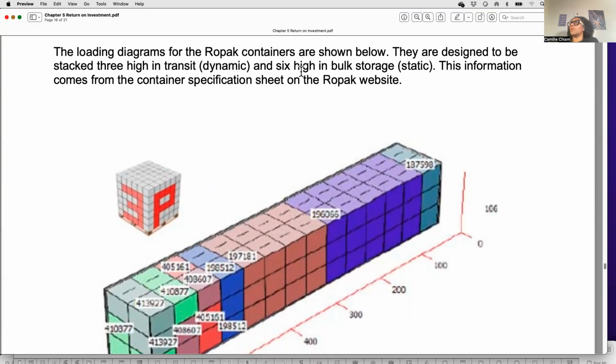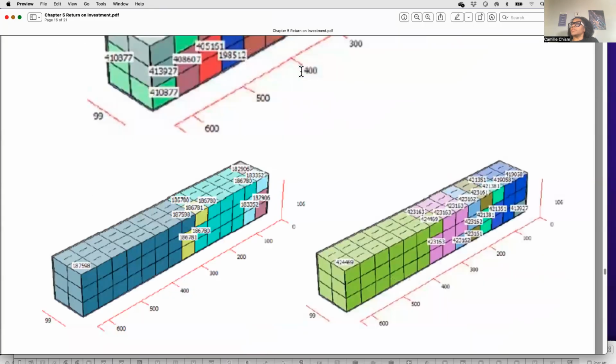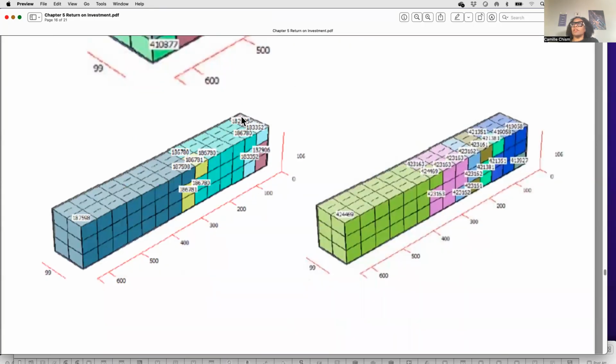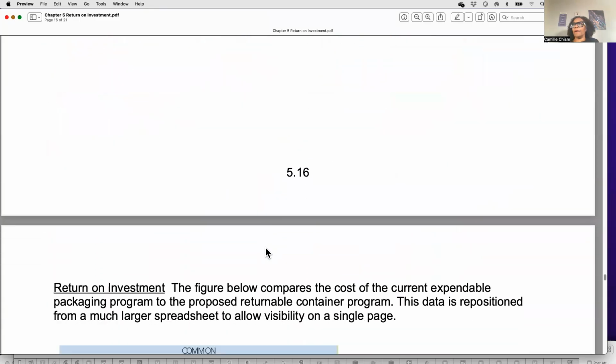Okay, so let's see. These were just some other examples. You can see here the different color coding and part numbers showing what these different parts are, and how they're stacking them in these loads, how they might stack.